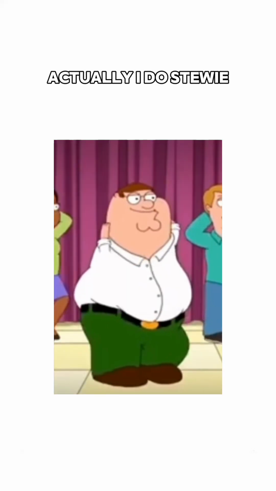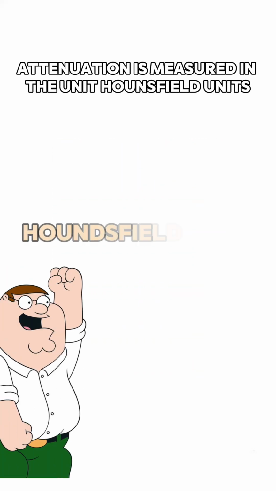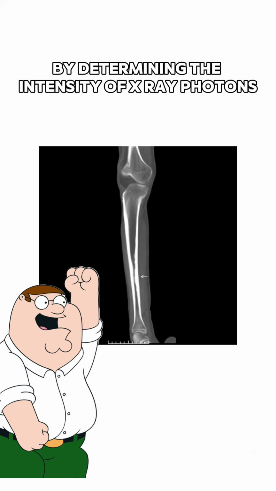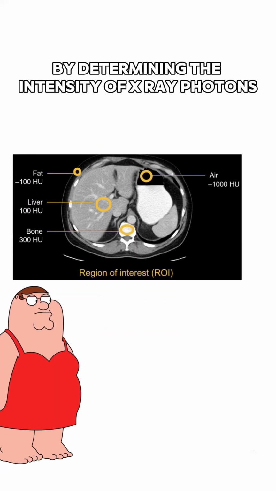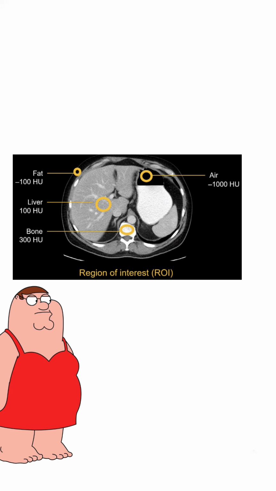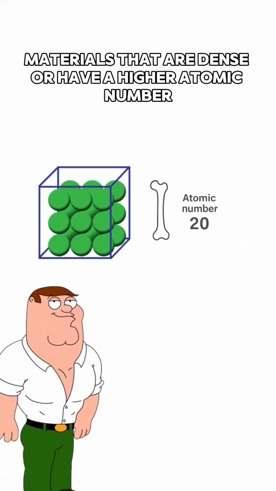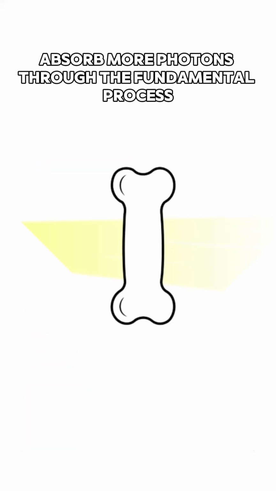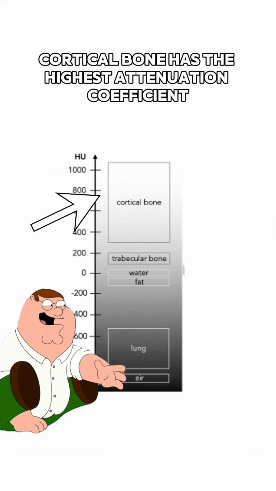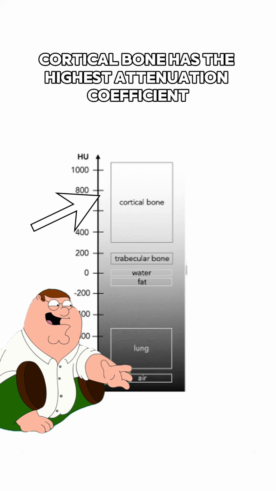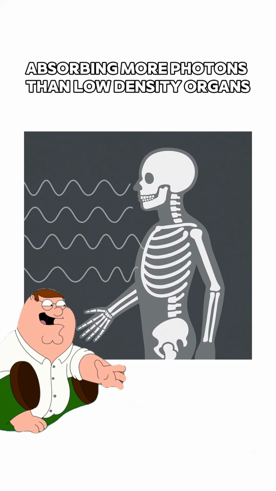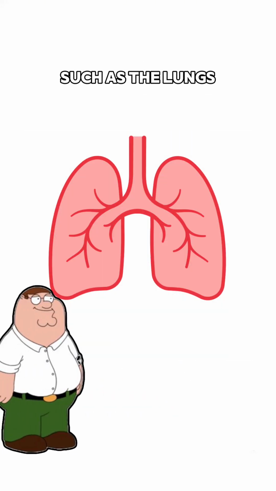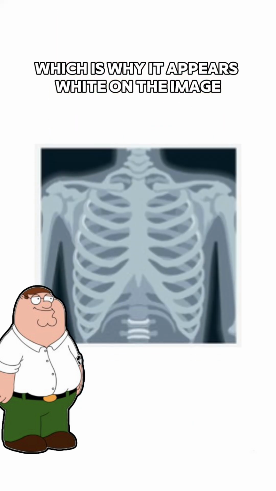Actually, I do, Stewie. Attenuation is measured in the unit Hounsfield units, and creates the color shades you see on CT scan images by determining the intensity of X-ray photons that penetrate the body's tissue. This is known as the attenuation coefficient. Materials that are dense or have a higher atomic number absorb more photons through the fundamental process called the photoelectric effect. In this example, cortical bone has the highest attenuation coefficient, absorbing more photons than low-density organs such as the lungs, which is why it appears white on the image.